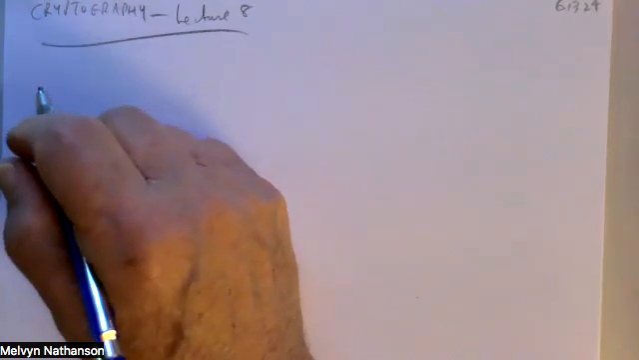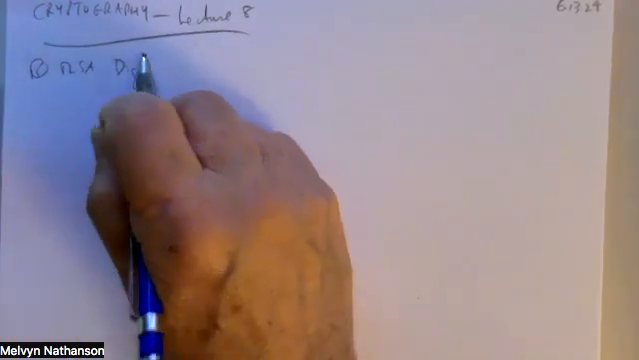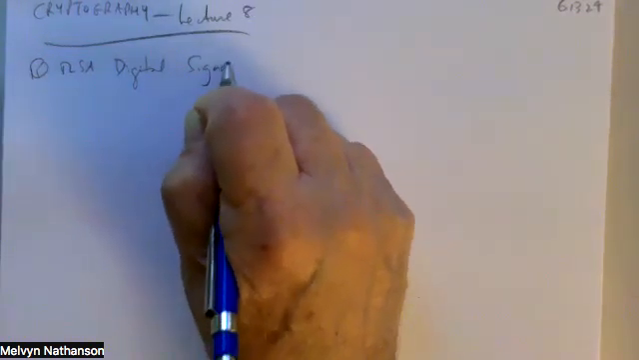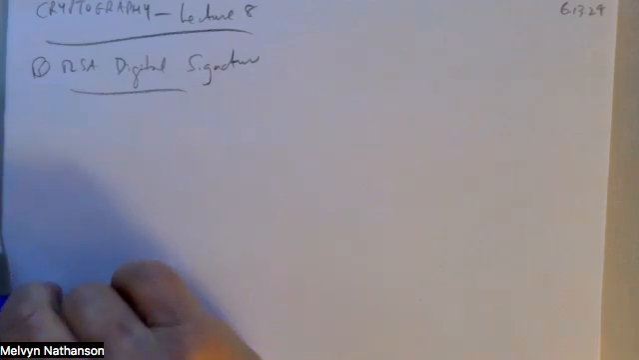Let's see, Cryptography Lecture 8, and the question on the review sheet is to look at problem 15 on the RSA digital signature protocol. So Bob wants to be able to send a message, and the recipient has to know that he is the sender and not someone else who's trying to deceive people.